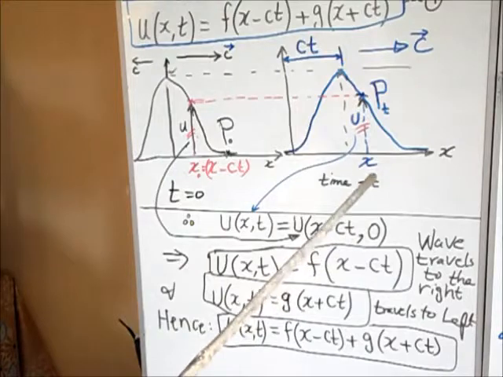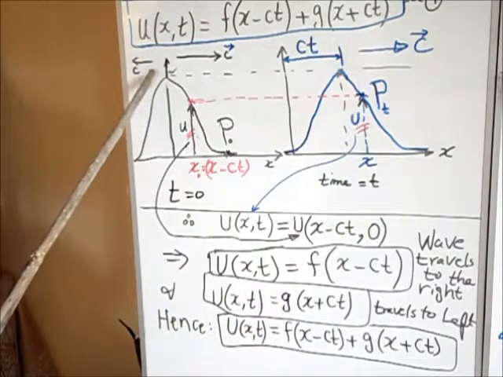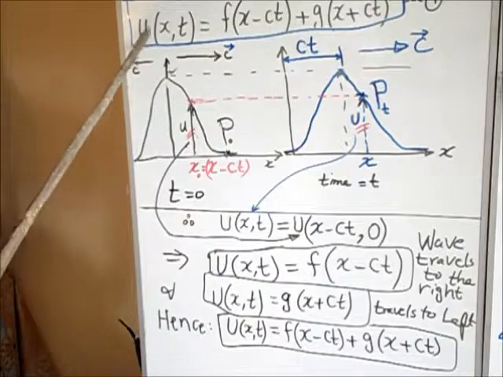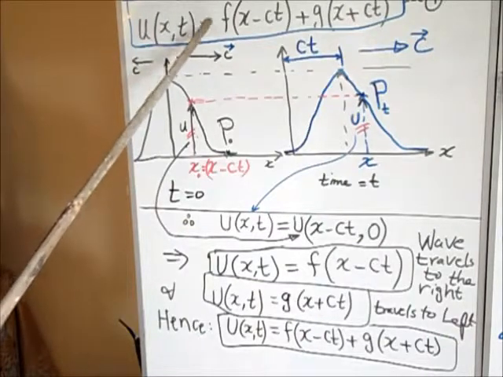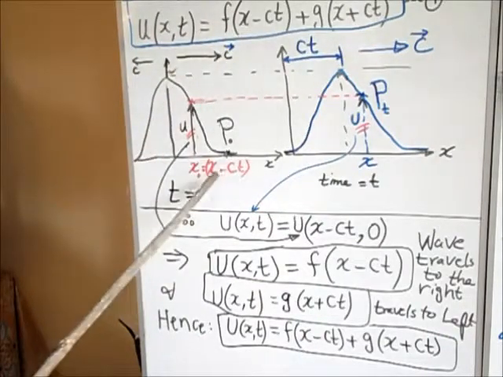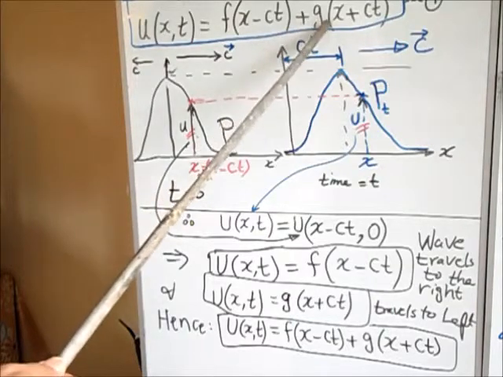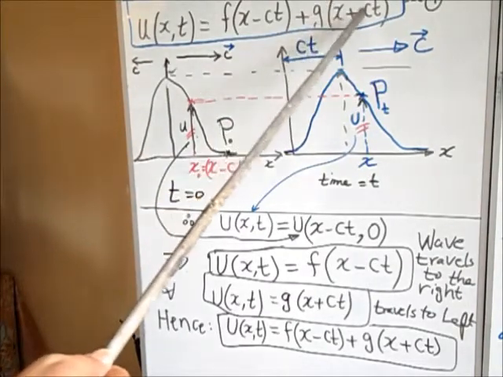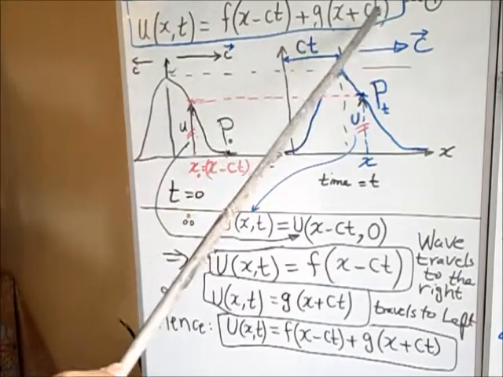And the same thing applies if the wave propagates into the left direction. The point on the opposite side will have the same displacement as a point at x plus ct. And that gives us the general equation. u(x,t) equals f(x minus ct) plus, if we call the one on the other side g, g(x plus ct). So we combine them together.